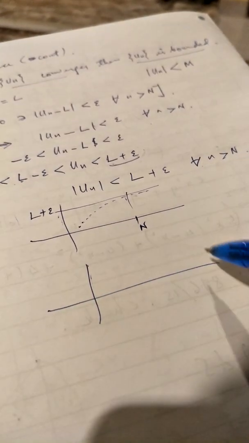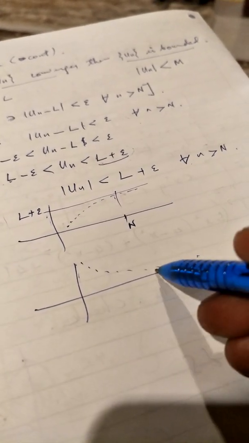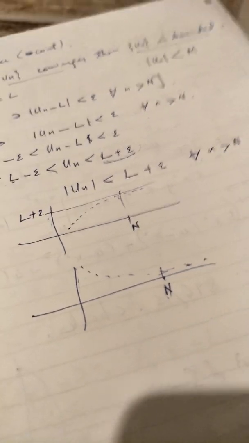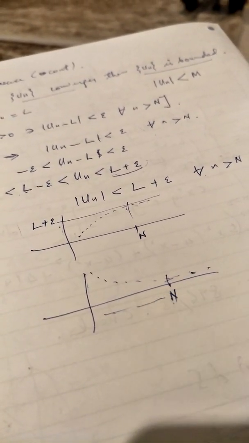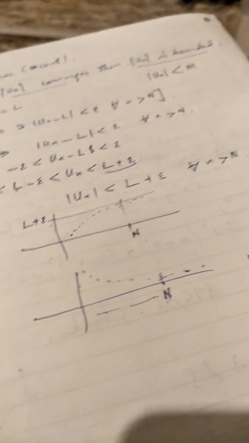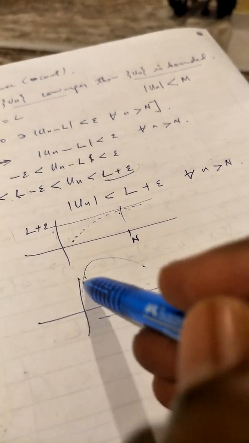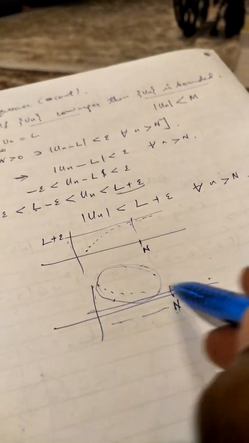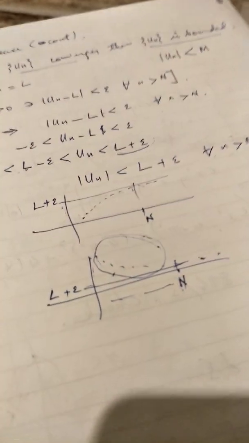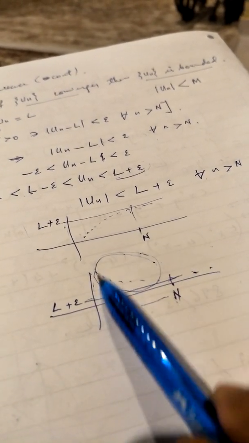On the other hand, if you look at this kind of sequence, let's say this is our N, we can see for n less than N, there are some terms that are bigger than L plus epsilon. So we need to determine this as well.